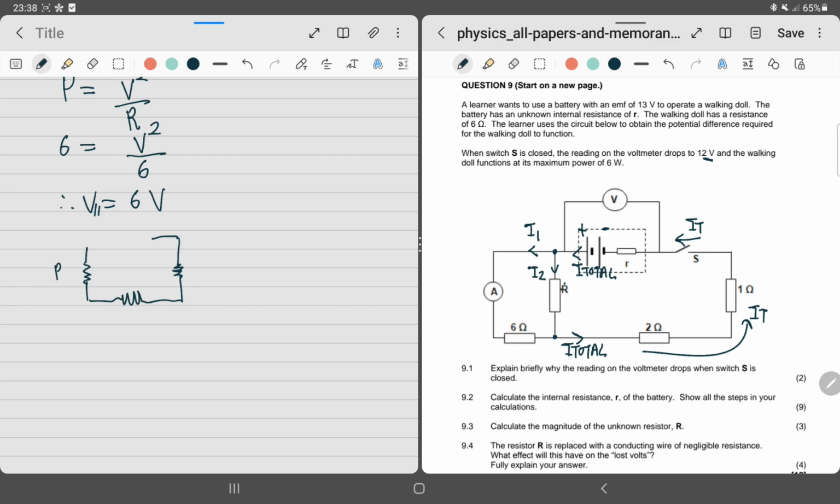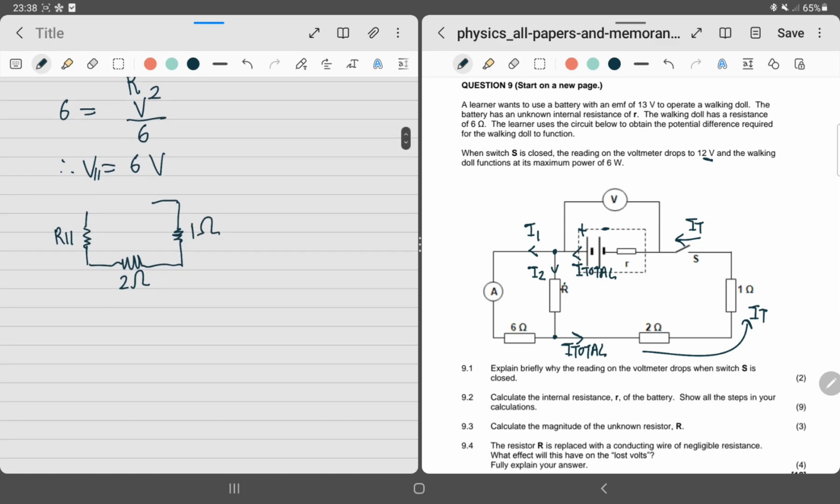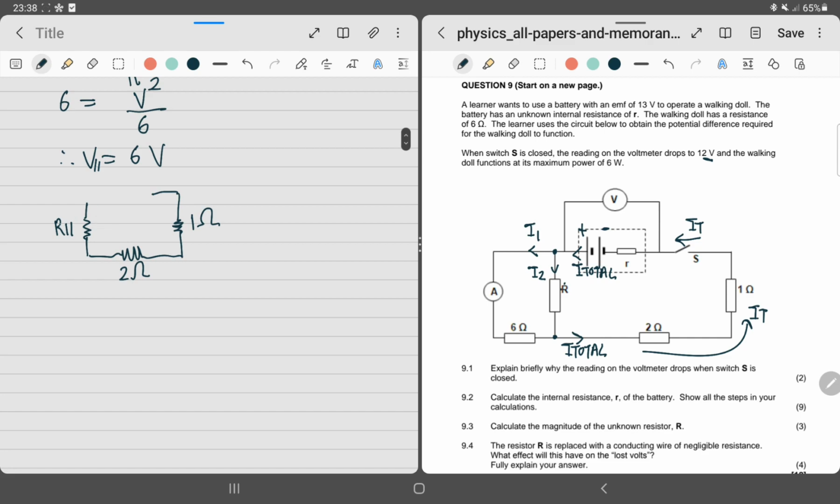So this will be R parallel, and this will be the 2 ohm, and then that will be the 1 ohm resistor. So now we have the voltage that's flowing through the R parallel. We do have it's 6 volts. So for these two, they are connected in series, so they will have the same current. However, the voltage will be divided. So we should combine these two and make them one resistor so that they have the same voltage.